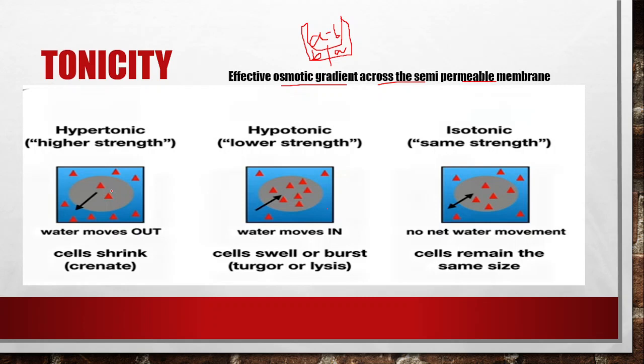In the first diagram, a cell is present in a solution, and this solution has more solute as compared to the cell. So this cell is hypotonic as compared to the solution. In this case, the water will move out of the cell and it will shrink or crenate. In the second condition, a cell is placed in a solution. Here the number of solutes is more inside the cell as compared to the outside environment. So water will move from higher concentration to lower concentration, and in this case the cell will swell or burst due to movement of water into the cell.